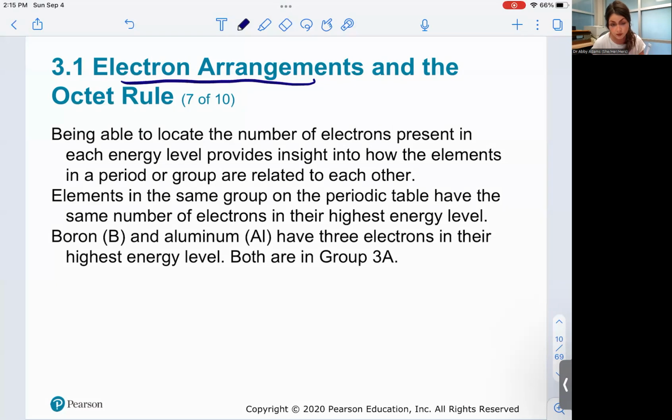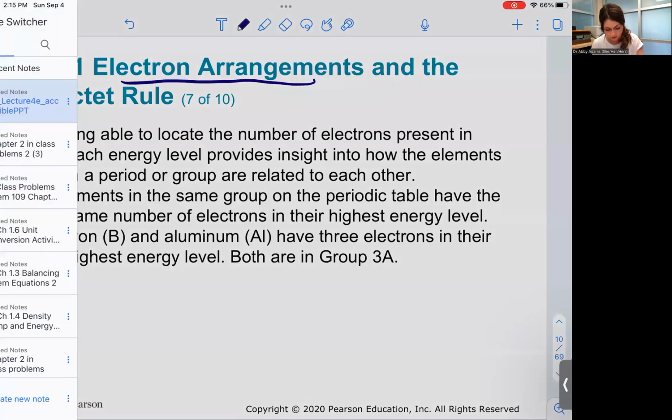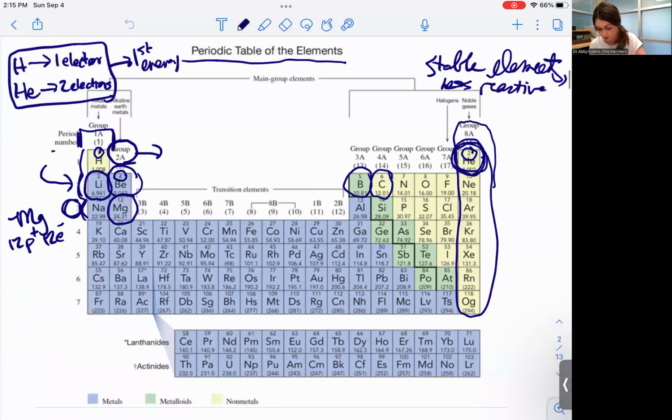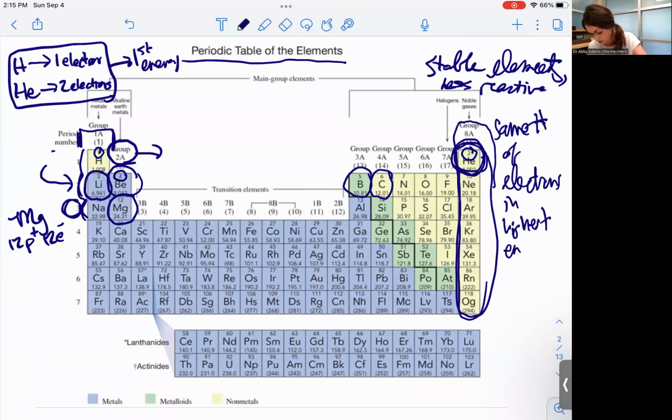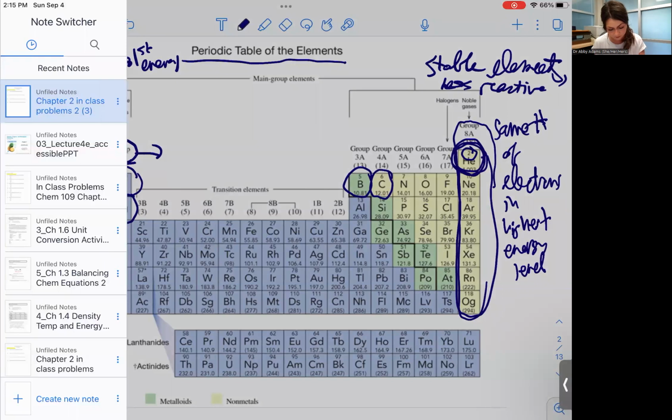Elements that are in the same group on the periodic table are going to have the same number of electrons in their highest energy level. That's basically what I was just telling you. So elements in the same group have the same number of electrons in their highest energy level. You can really get a lot from the periodic table.